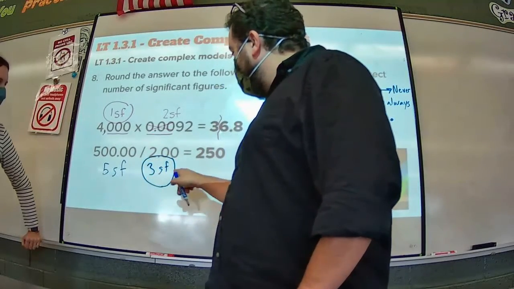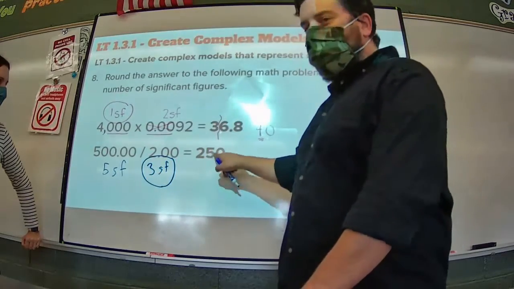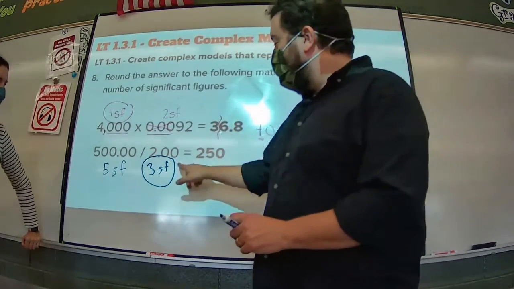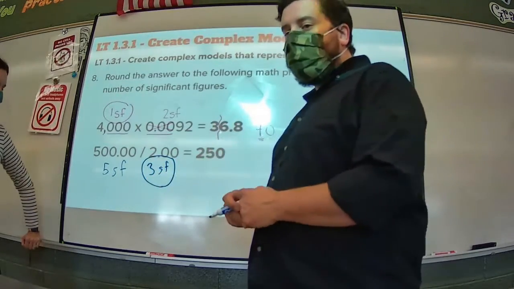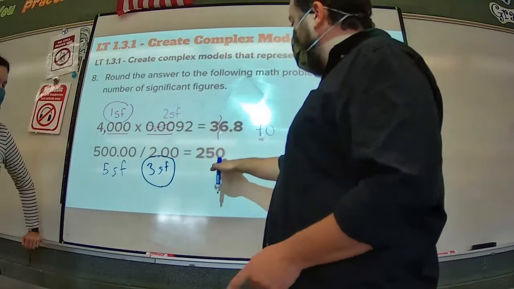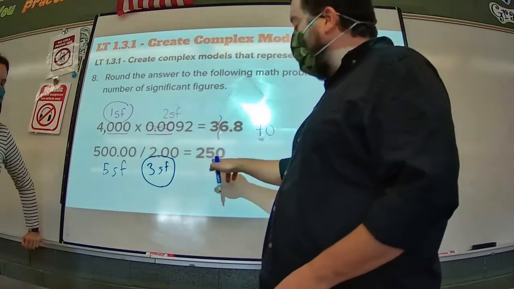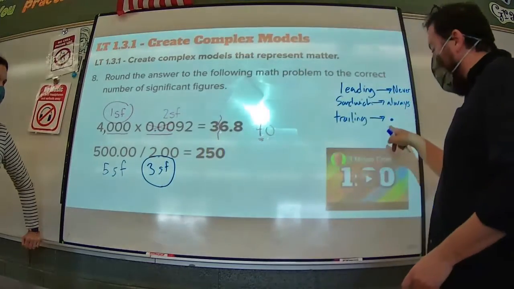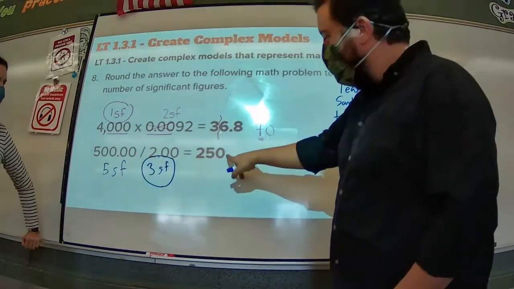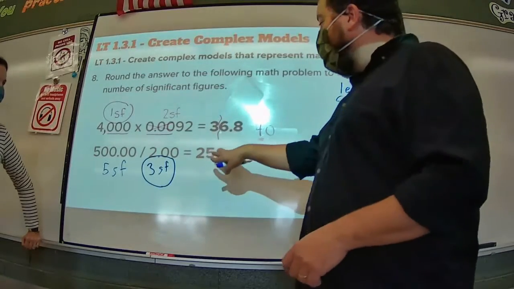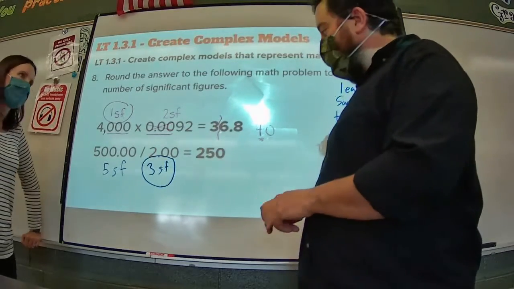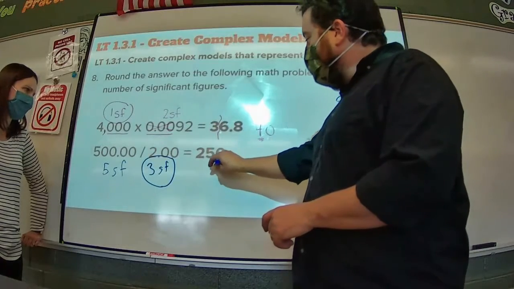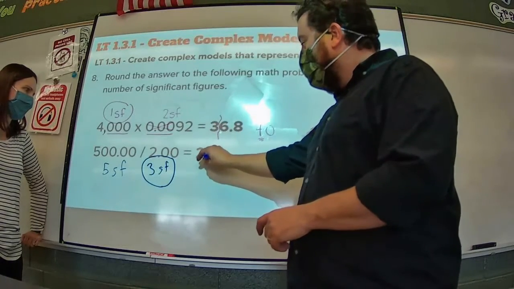3 sig figs. So we need to round our answer to match the least amount of sig figs. So this number needs to be rounded to have 3 significant figures. Right now as it stands, the 2 and the 5 are significant, but this 0 is trailing, but we don't see a decimal. So right now it doesn't count. In order to make this count, I need a decimal in there. And so I'm going to take my decimal, and I'm going to move it 2 places.